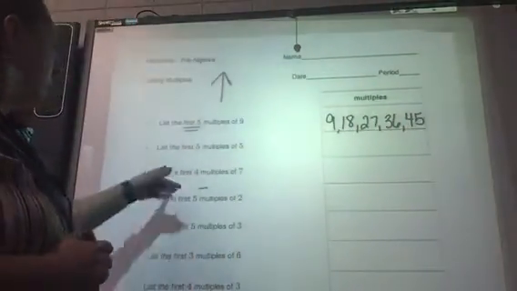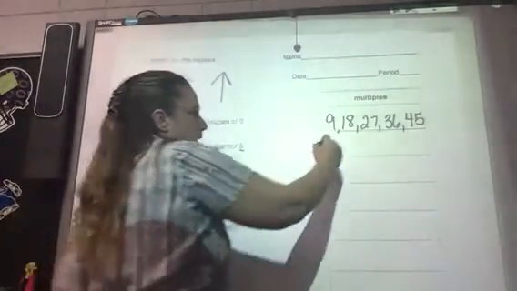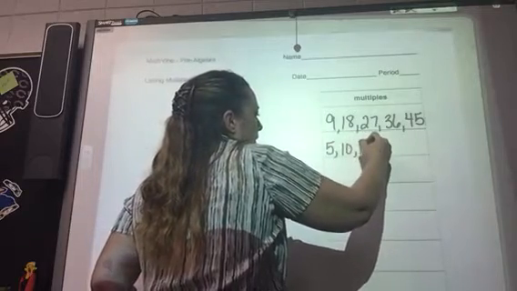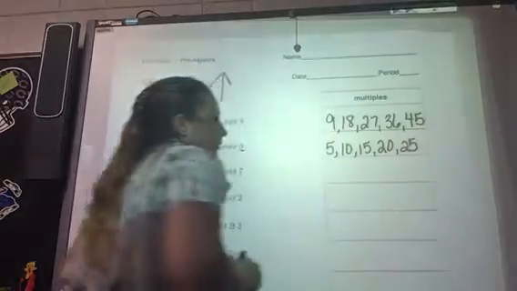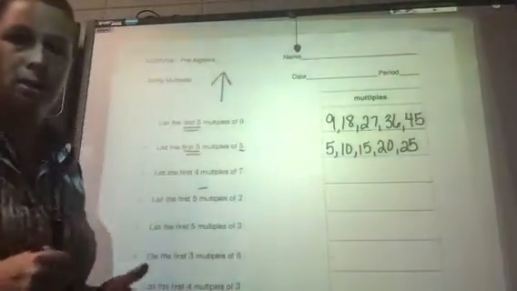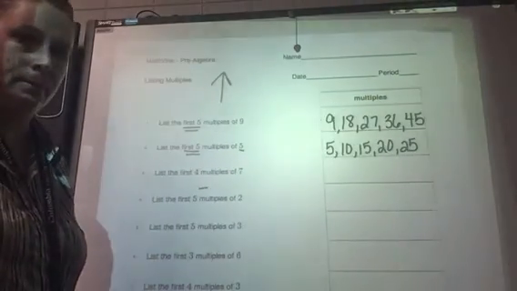All right? List the first 5 multiples of 5. Easy enough. Let's start with 5. Count by 5s. 5, 10, 15, 20, 25. All right, get the idea? All you're doing is skip counting by that number. Listing multiples, skip counting by that number.